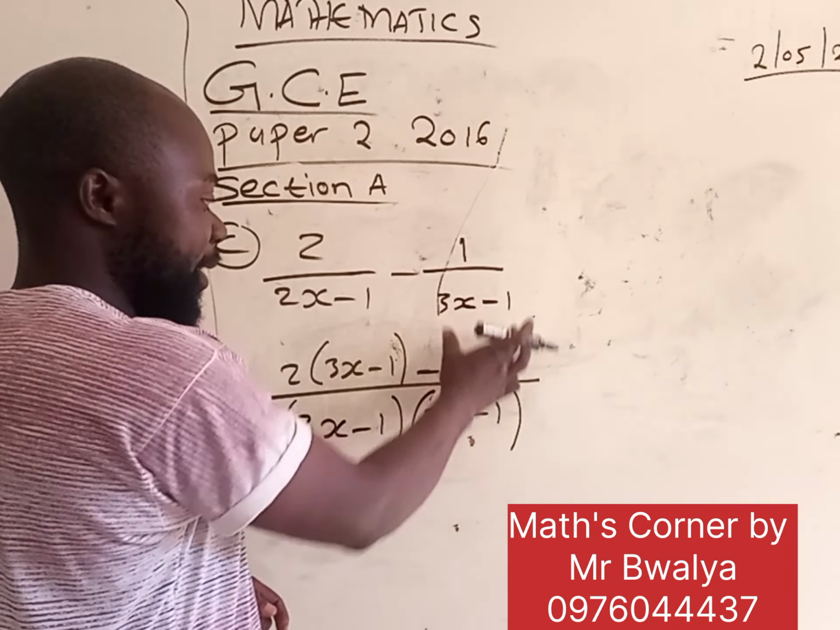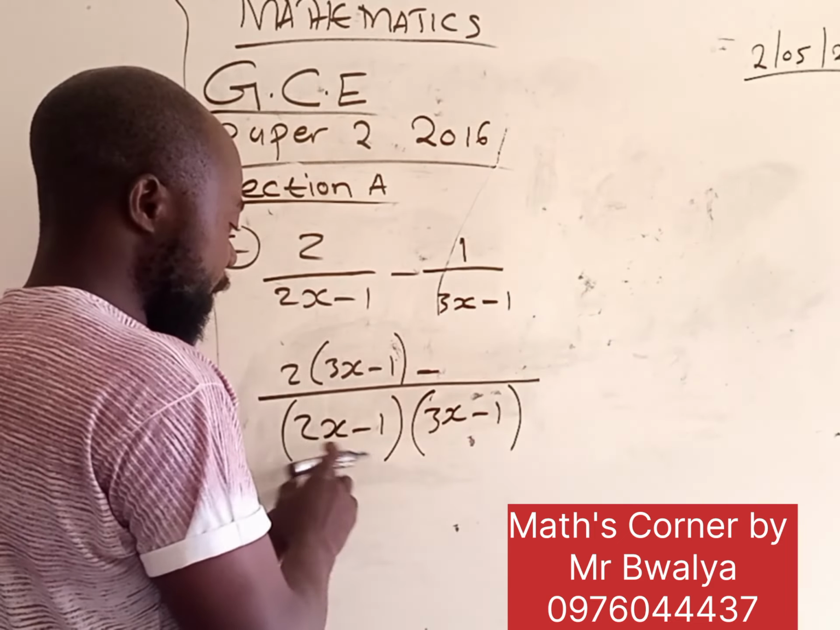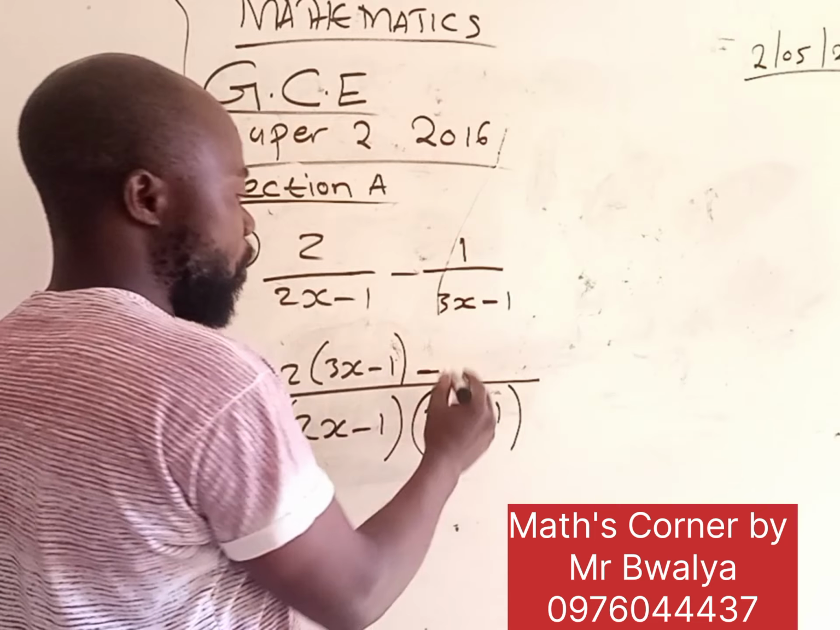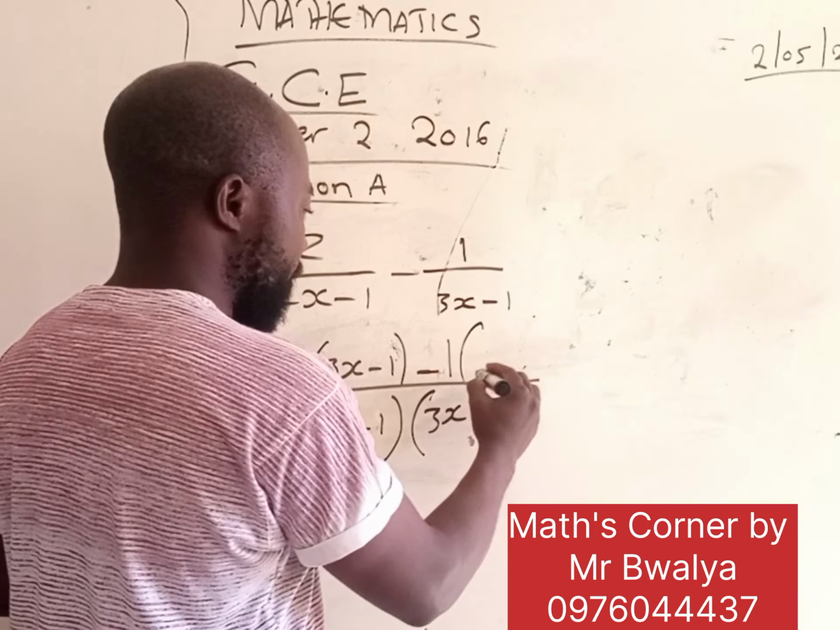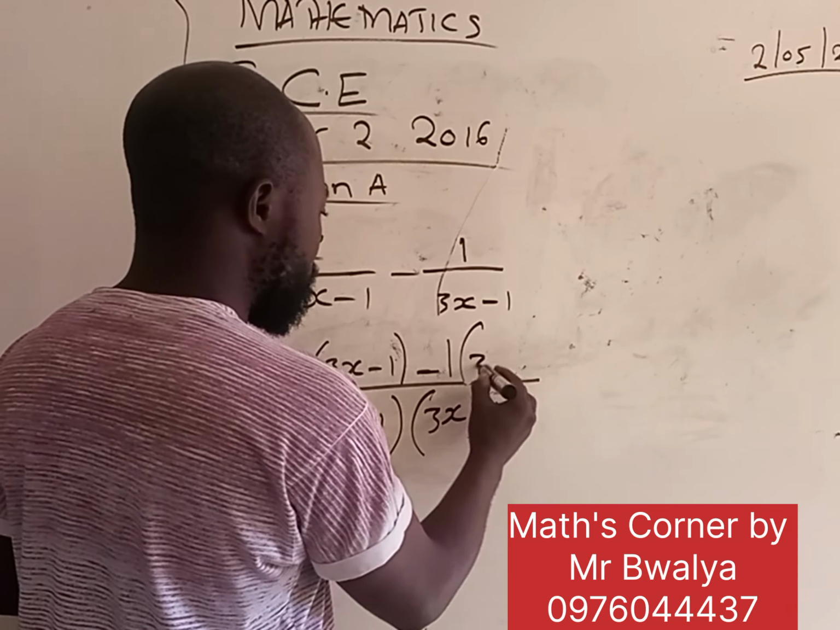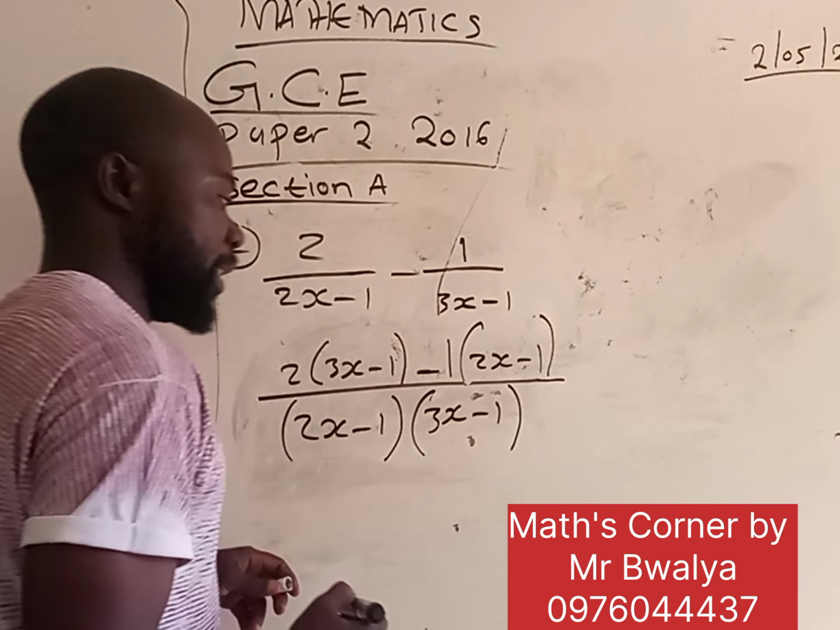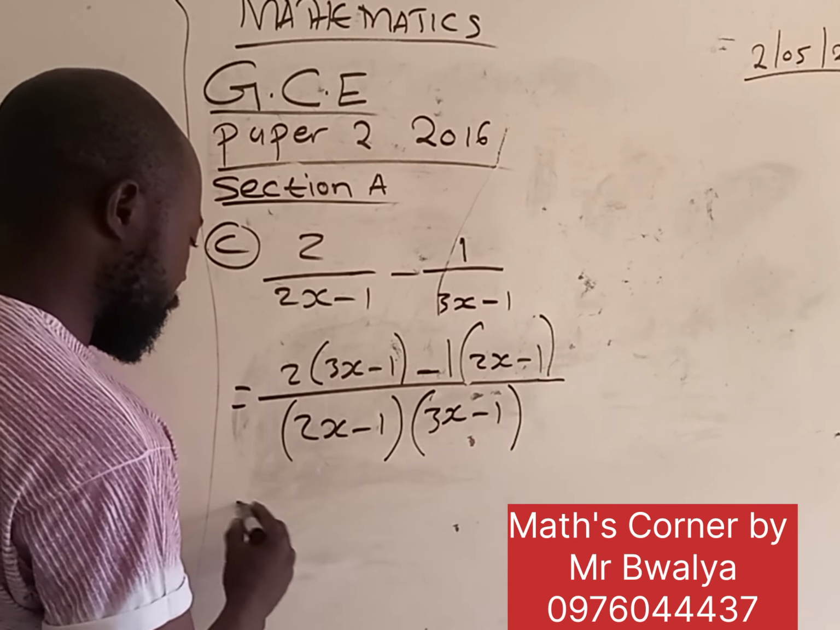Then how many times can this 3x minus 1 go into everything down here? So of which automatically this one will go how many times? 1. 1 times this one to give us 2x minus 1 times 1. So we indicate 1 open bracket, which is 2x minus 1 close bracket. There we go. Okay, we move.